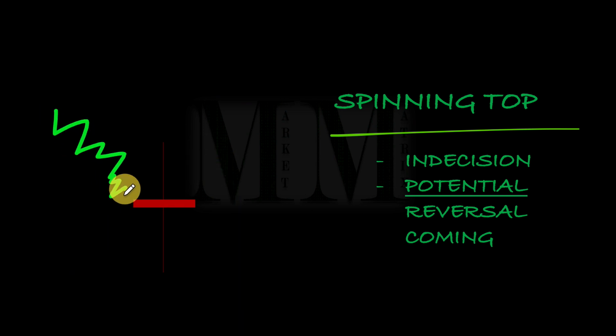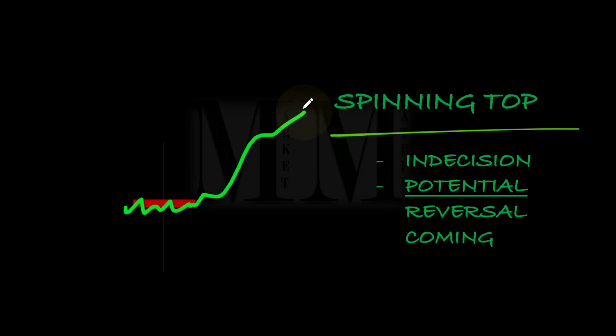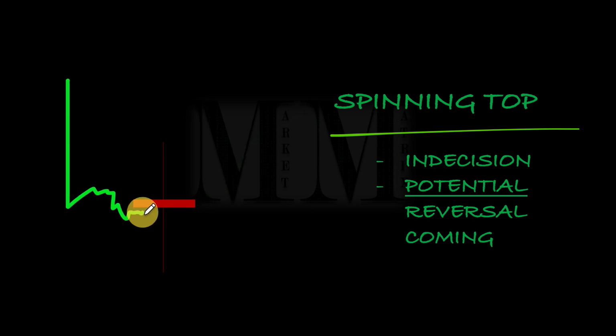Especially after you see a downtrend, and then you see this, okay, let's see what happens. Maybe this thing reverses and goes higher. Maybe the sellers stop selling as aggressively, the buyers try to step in, and this thing continues lower. So it's good to know that it's indecision.